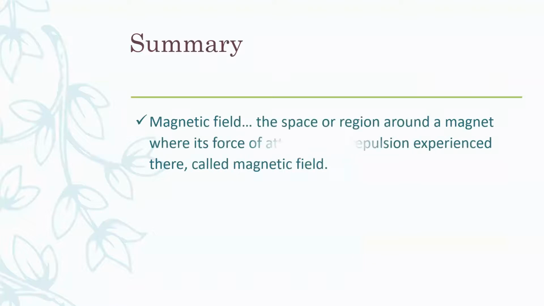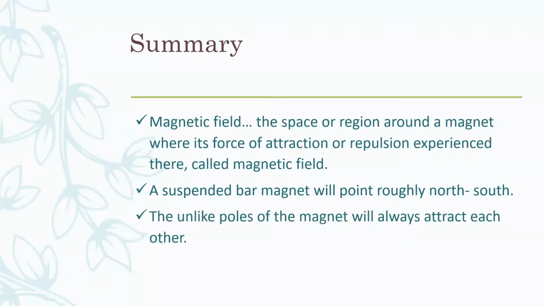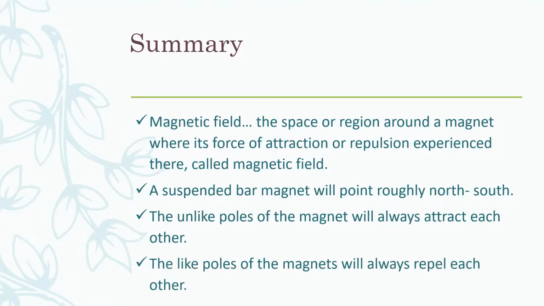Now, today's lecture summary: we were talking about the magnetic field, the space or region around the magnet where its force of attraction or repulsion is experienced. A suspended bar magnet will point roughly north and south. The unlike poles of magnets will always attract each other, and the like poles of magnets will always repel each other.